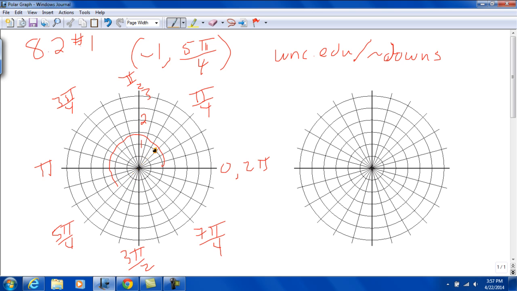So if you're saying, well, that could have been pi over 4, 1. Yeah, it could have. -1, 5 pi over 4 is the same as 1, pi over 4. And it could also have been, if you went around one whole time and then a little bit more, 9 pi over 4, 1, and so on. And that's one of the interesting things about polar, is that it can occur many different ways. I hope that answers the question.